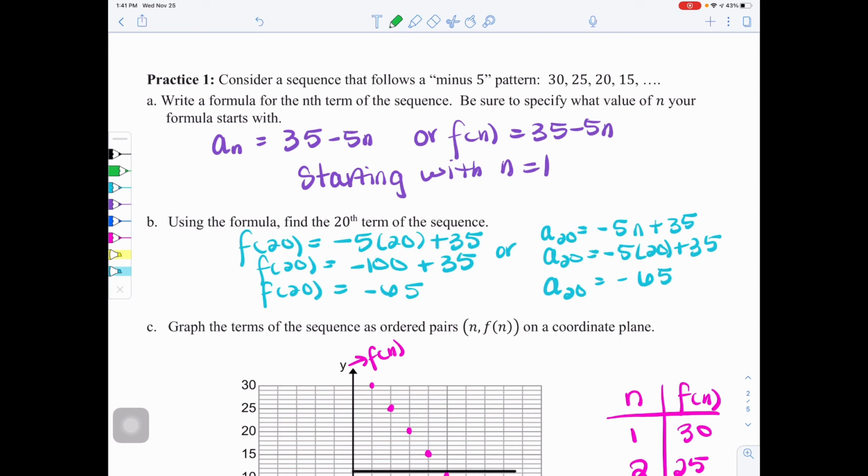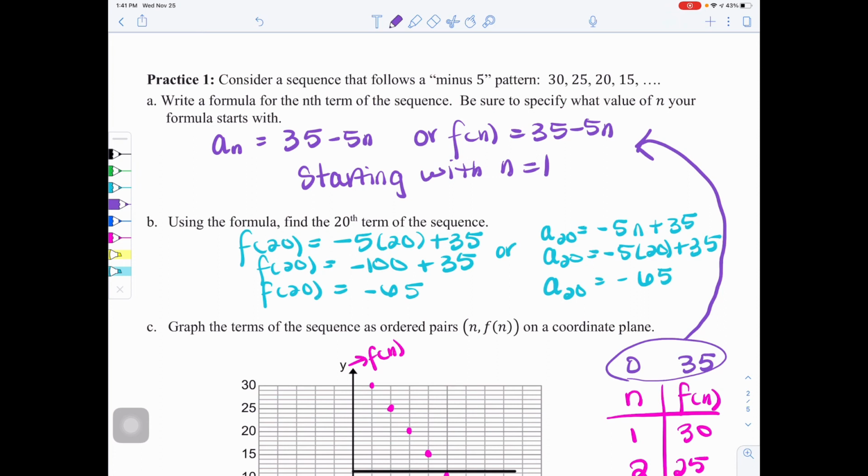For A, it said to write a formula for the nth term of the sequence. Be sure to specify what value of n your formula starts with. So this was a -5 pattern, which means you have a slope of -5 with a starting point. Actually, if you work your way backwards to find out what's across from 0, which I can add down here to the table, if I were to go backwards, it would be 0 and 35. You're only going to use this to help you with this question up here to figure out your y-intercept. So that's how I got 35 minus 5n, or you could also have -5n plus 35.